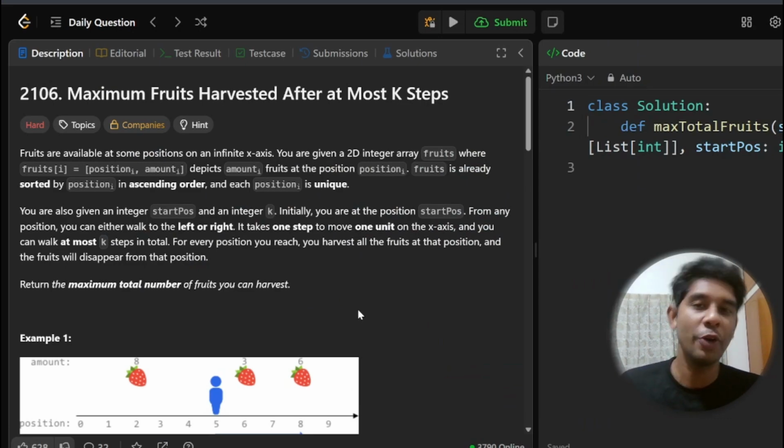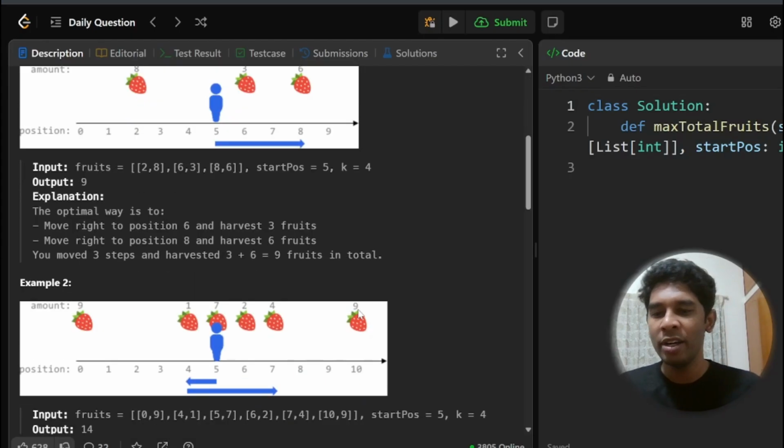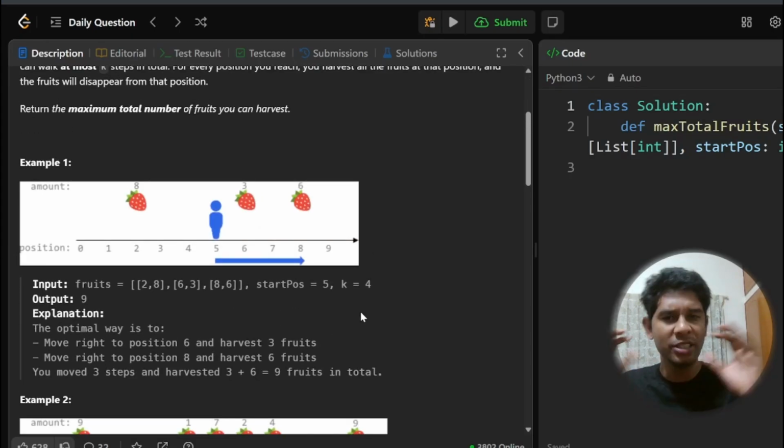Hello everyone, today what we are going to look at is the solution to today's LeetCode problem of the day, maximum fruits harvested after at most k steps. So this is a hard problem, but we're going to make it really easy and look at how to solve it. Okay, to explain the problem, it's a very simple problem.